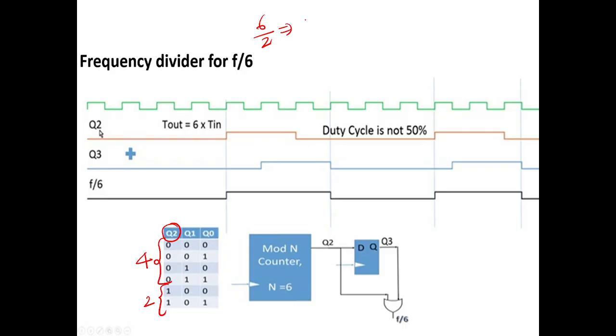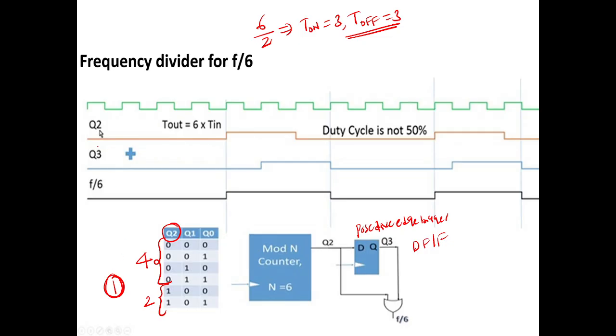So T on should be 3 clock cycles, and T off should be what? T off should be 3 clock cycles. I need to alter by 1 clock cycle. So which one am I using? A positive edge trigger D flip flop, so that I can alter the frequency by how much? 1 clock cycle. You see here.